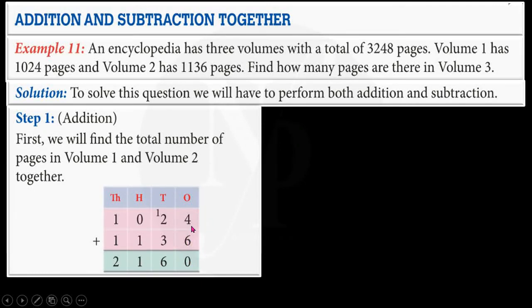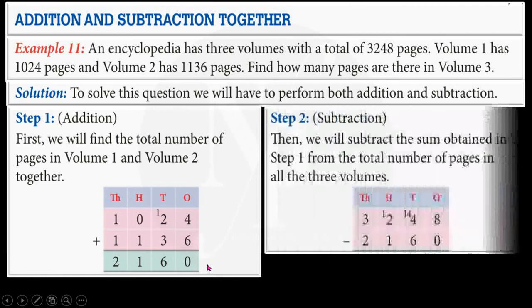That is 6 plus 4 is 10. We write 0 in ones place and we carry forward 1 to the tens column. 2 plus 1 is 3, 3 plus 3 is 6. And 0 plus 1 is 1, 1 plus 1 is 2. 2160 is the total number of pages in volume 1 and volume 2.